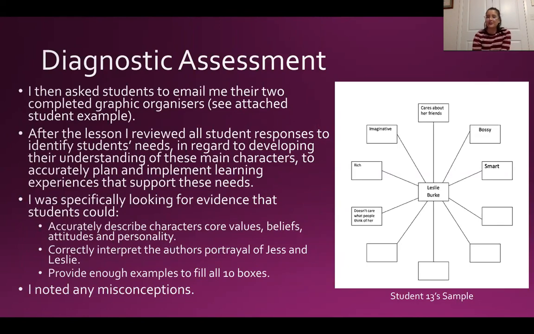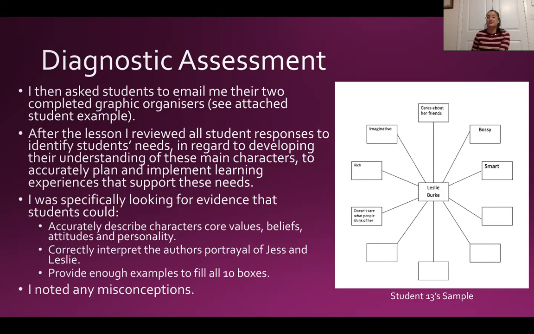And after the lesson, I reviewed all students' responses, and I wanted to do this to identify the students' needs in regard to what in their understanding needed to develop. And I wanted to be able to accurately plan and implement learning experiences that would help fulfill these needs.